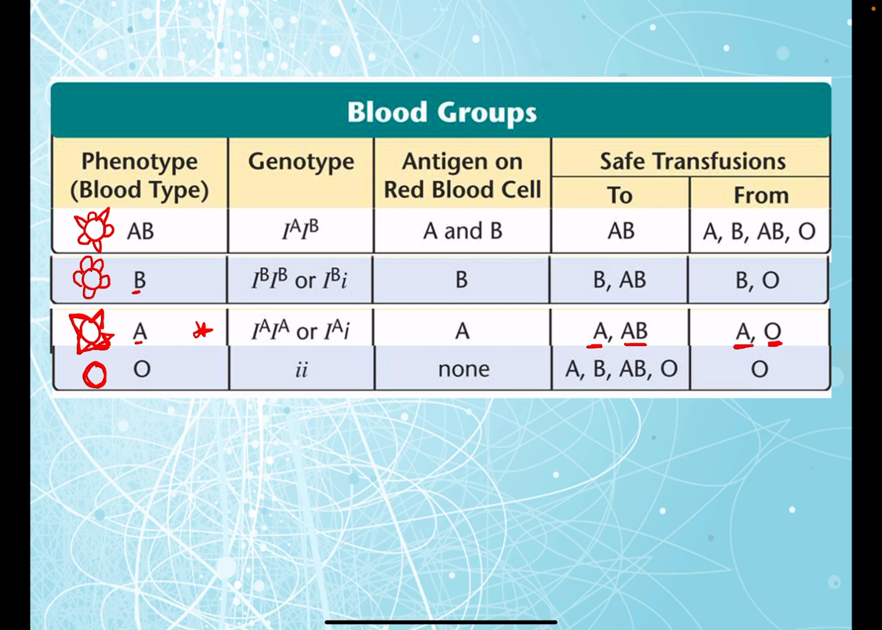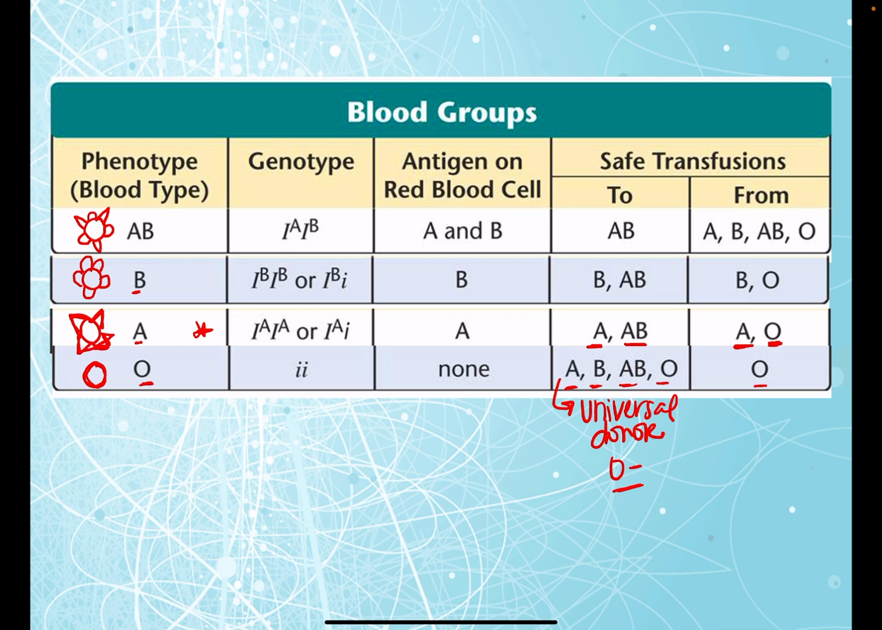I can donate to A blood and AB blood, because A blood recognizes those triangle-shaped antigens, as does AB blood, okay? O blood is only going to be able to accept O blood. They do not recognize those triangles. They do not recognize those circles, and so they will not take that, okay? Now, O blood, though, everybody can accept O blood. The A's, the B's, the AB's, and the O's. And so for that reason, O is considered the universal donor. They can donate blood to anyone.